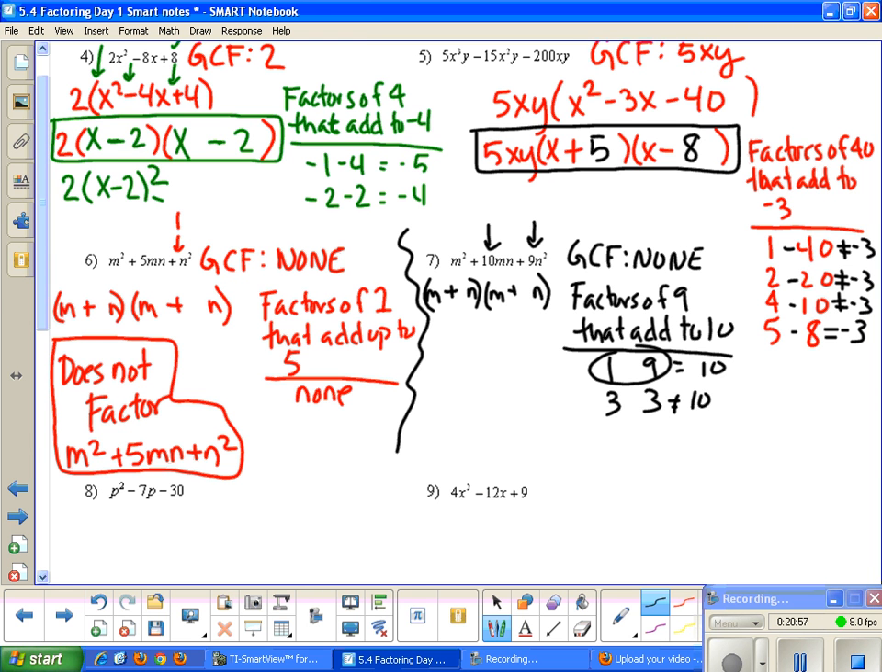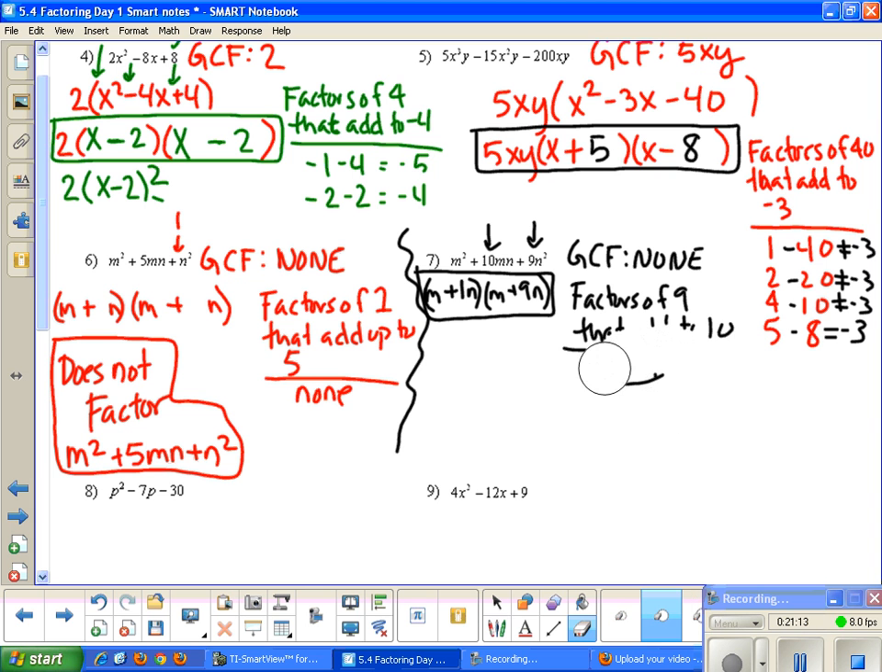So I know that 1 and 9, and it doesn't matter which order you put these in. I could have put the 1 here and the 9 on this second binomial, or I can flip them around. It doesn't really matter. So this right here would be my solution. So let's check this one by boxing it out.